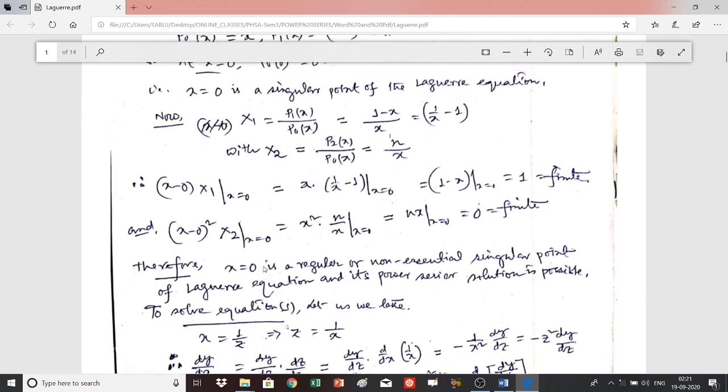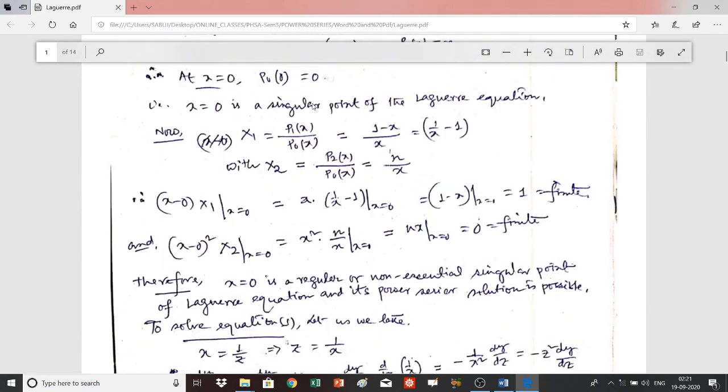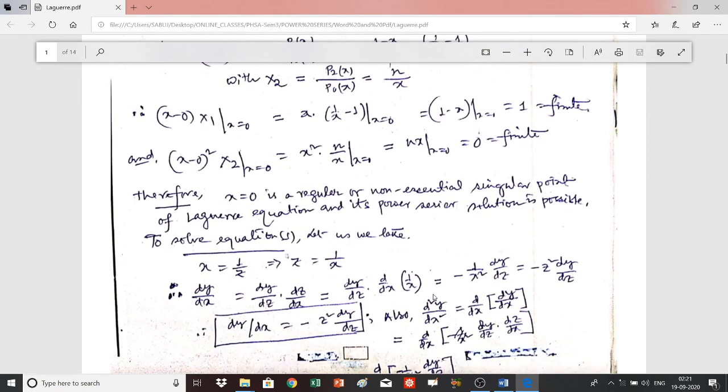And now, since of the presence of the term 1 minus x here, the method is not as usual as what is done in the case of Legendre, Bessel, or Hermite. So in this case, we have to use the method that is written here. First, we take x equal to 1/z, or z equal to 1/x, and from here we have to calculate dy/dx. Now dy/dx can be written as dy/dz times dz/dx. And after computation, the complete computation is given here. You have dy/dx equal to minus z squared dy/dz, which is given in this box.